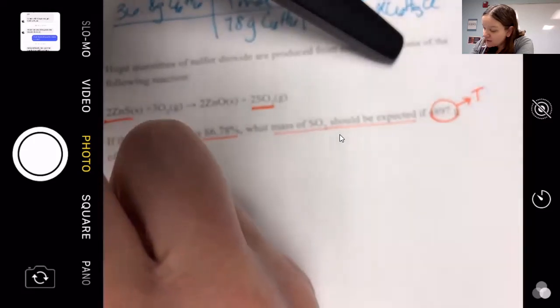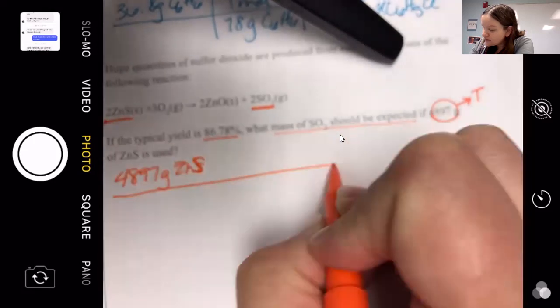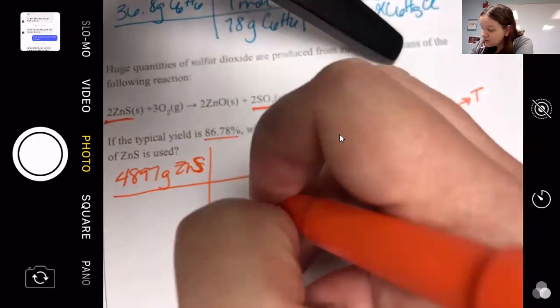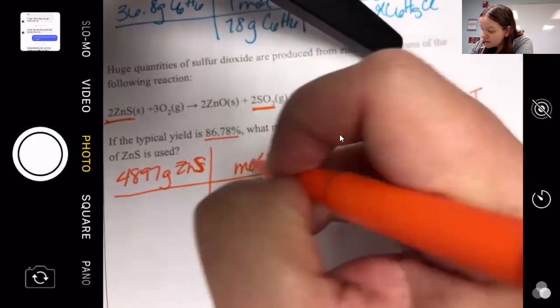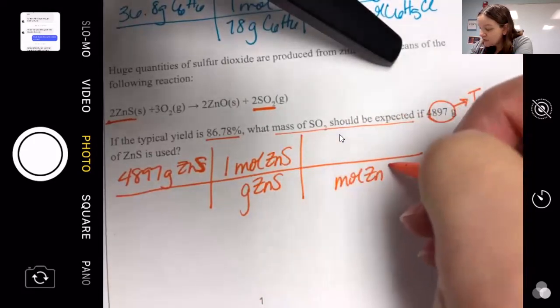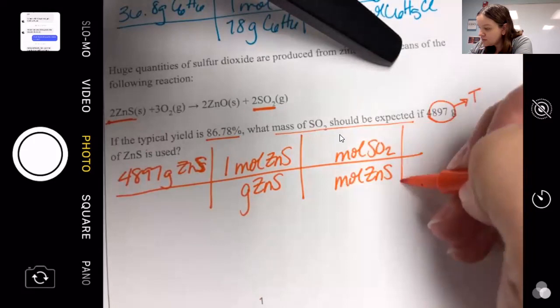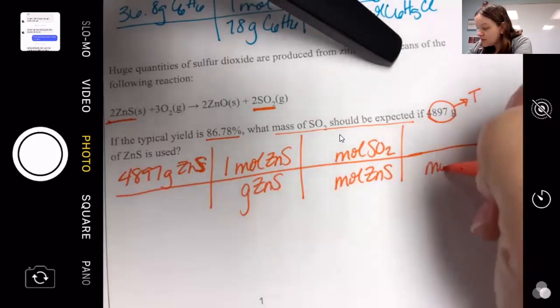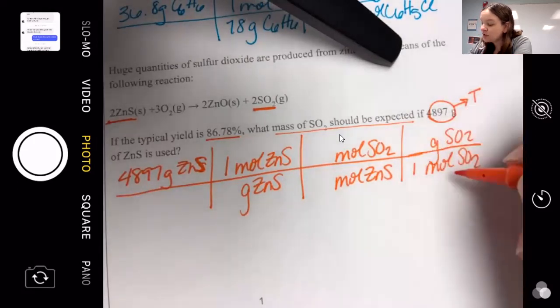Okay, so my first step, I'm going to start with what they give me, the 4897 grams of ZnS. I'm going to go from grams of ZnS to moles. So that's a molar mass conversion. And then I'm going to go from moles of ZnS to moles of SO2. That's going to be a mole ratio. And then I'm going to go from moles of SO2 to grams of SO2. So again, that one's going to be a molar mass.